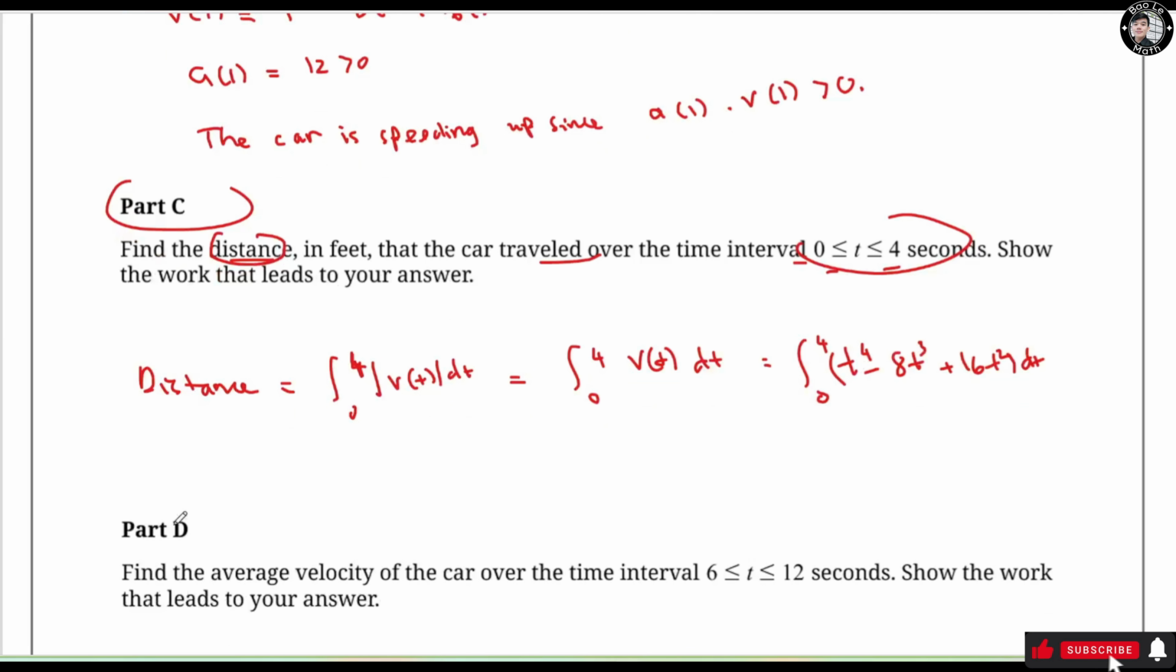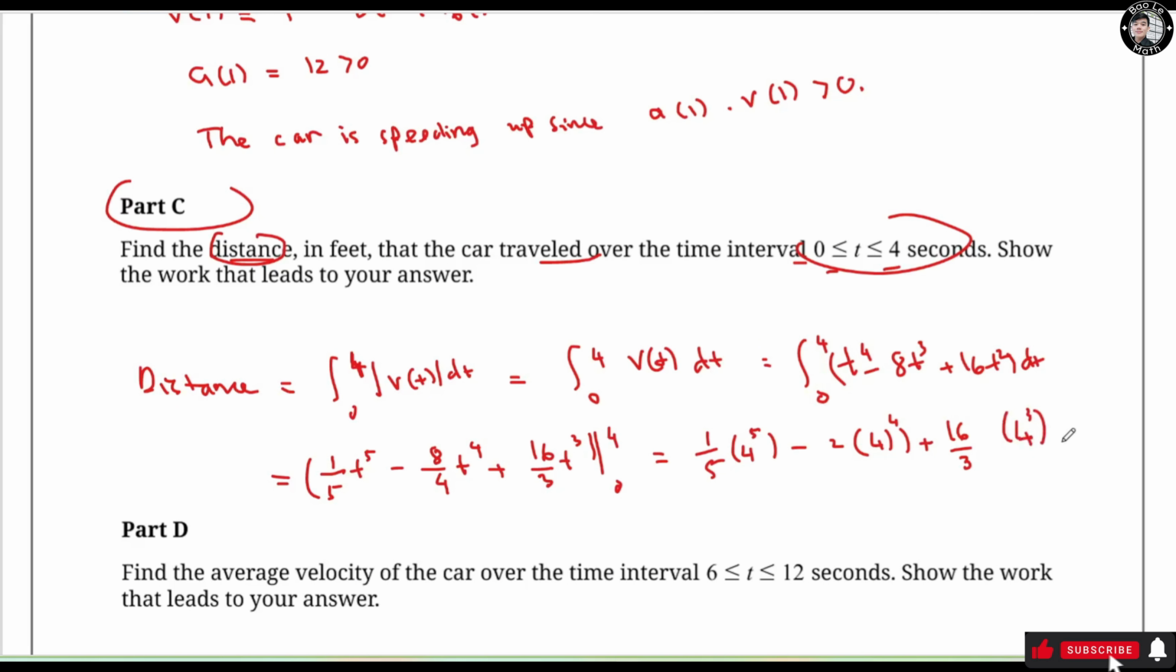And we just integrate this one, so it's going to be 1/5 t to the 5th minus 8/4 t to the 4 plus 16 over 3 t cubed, evaluated from 0 to 4, right? And we just substitute 4 for t. If you substitute 0 for t, it's going to be 0. So you just leave the answer like this.